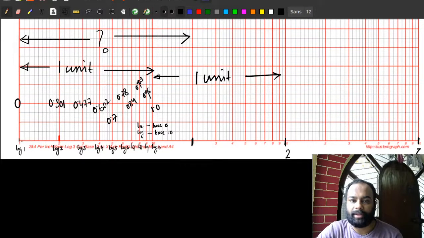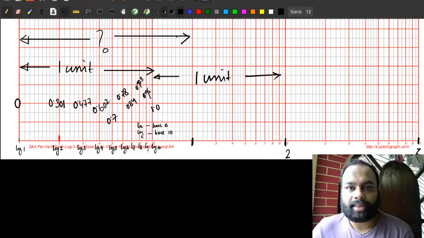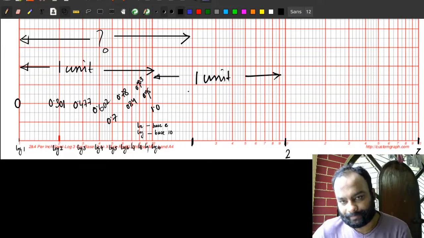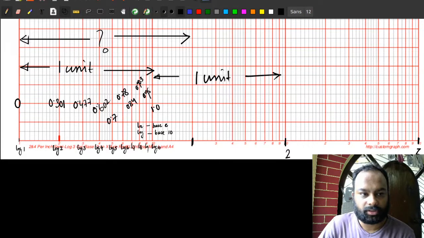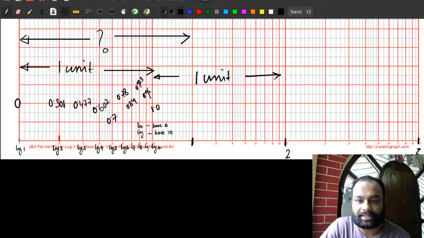Can somebody tell me? So this is length 0, which can be represented as log 1. Question is, how much is this length? Can someone tell me how much this length is? Of course, you don't have to calculate anything. Someone is saying 1.041. Why exactly do you think that? This length is 1, of course.